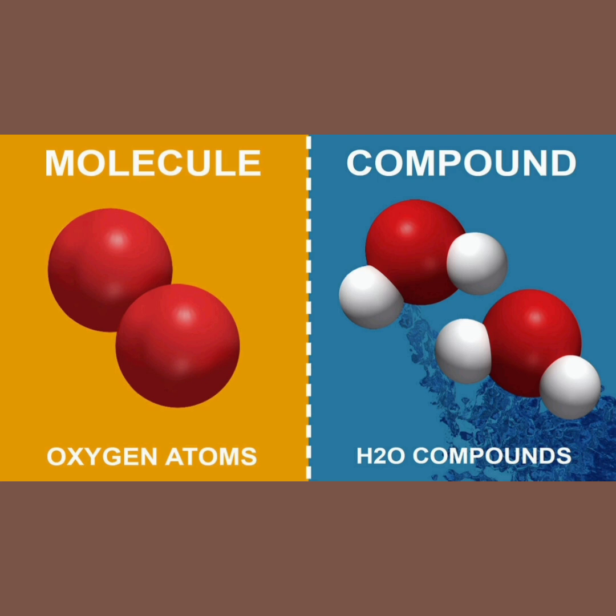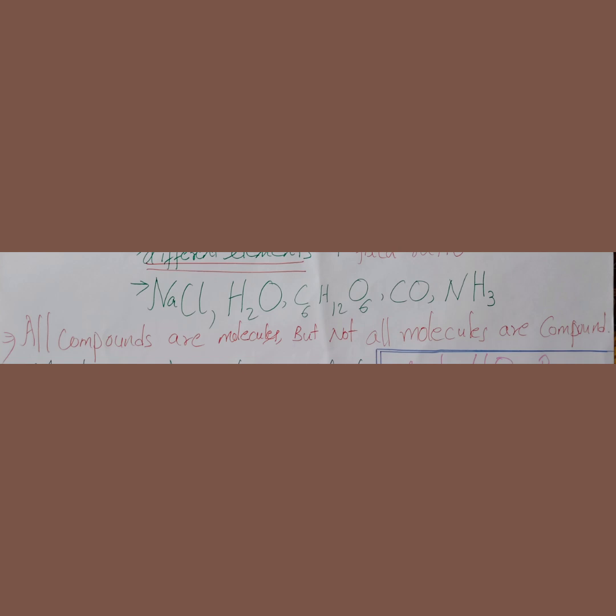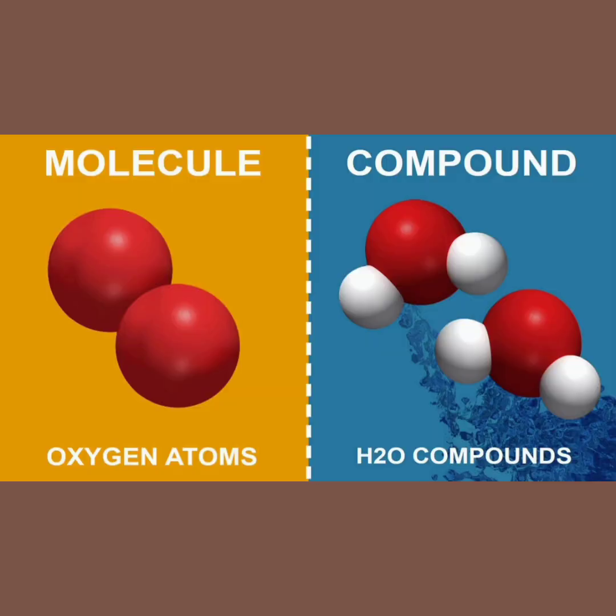Therefore, we can say that all compounds are molecules because they are made of bonded atoms. All compounds are molecules. NaCl is a molecule, H2 is a molecule. But not all molecules are compounds. Why? Because some molecules like O2, N2, or H2 contain only one type of element, whereas in a compound, the bonded atoms should not be of the same element, but different elements. So that's the distinction.